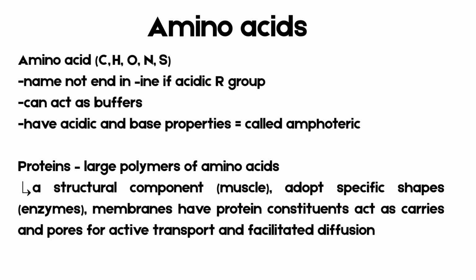When amino acids join together, they form long chains called polypeptides, and these fold into proteins. Proteins are huge polymers with diverse functions. They can act as structural components like muscle, adopt specific shapes to function as enzymes, or form channels and carriers in membranes for active transport and facilitated diffusion.